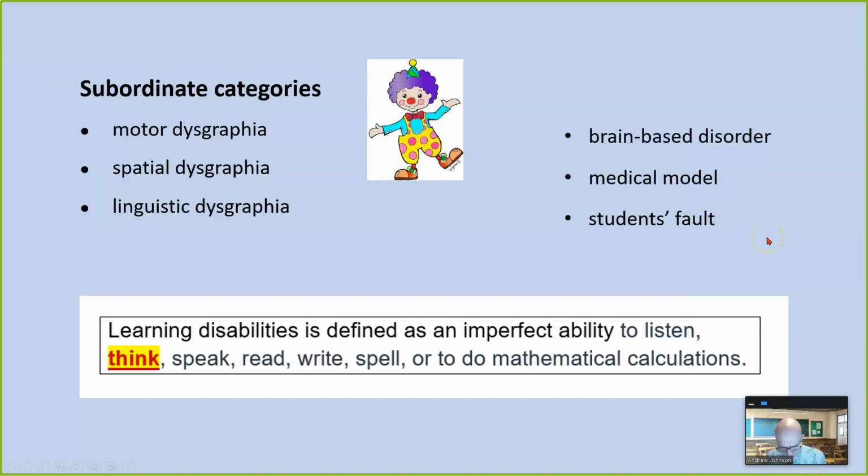Now, there are subordinate categories. Some groups like to break dysgraphia down into motor dysgraphia, spatial dysgraphia, and linguistic dysgraphia. And then the educational system can say that it's not that we don't know how to teach writing. My goodness, they have a brain disorder. They got themselves a case of dysgraphia. It's their fault. It's a medical thing. And I see a lot of imperfect thinking going on here, a lot of clown-based thinking.